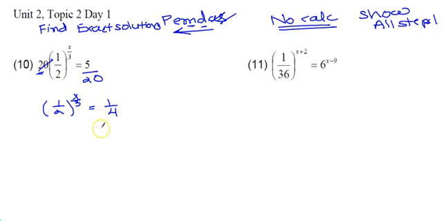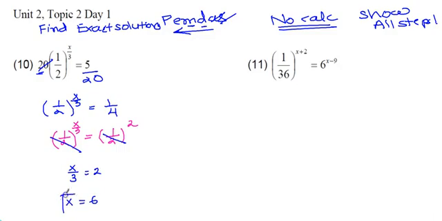Okay, so what does 1/2 have to do with 1/4? 1/4 I can write as 1/2 squared. And this side is 1/2 to the x over 3. Now you can drop the base and I can say x over 3 is equal to 2, which means x is equal to 6.